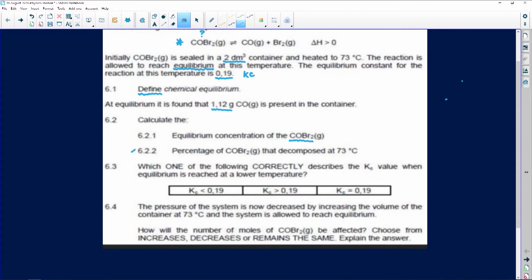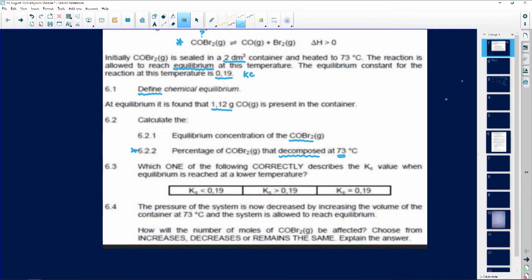And then we have this one. The next question says, calculate the percentage of COBr2 that decomposed at 37 degrees Celsius. Now let's talk about decompose. When something decomposes, I want you to think about it as if it got used up. We had something, right? And then some of it decomposed, meaning it got less. Initially we had something, it decomposes, and then we have a final product.